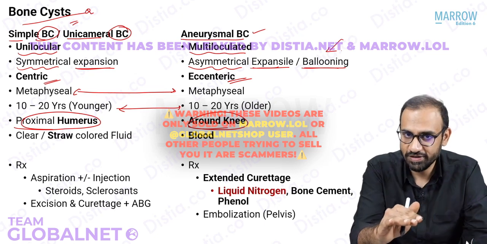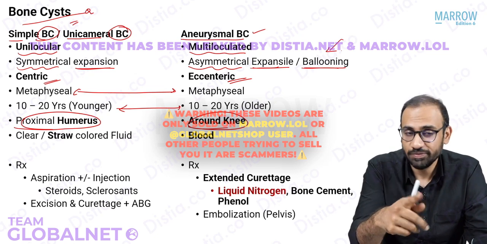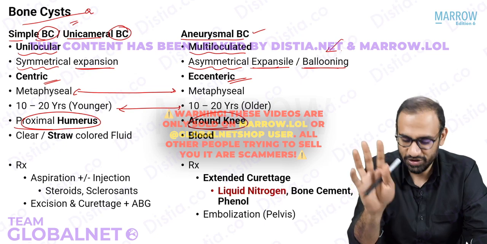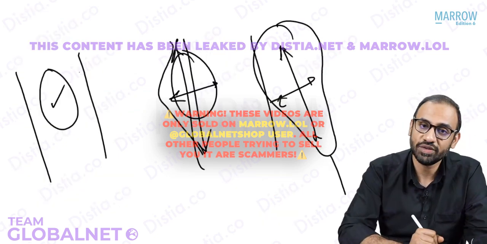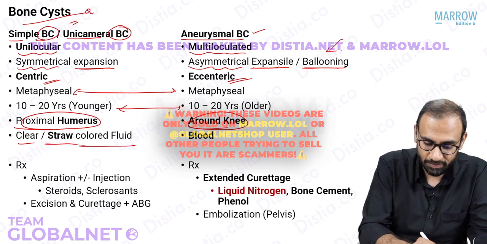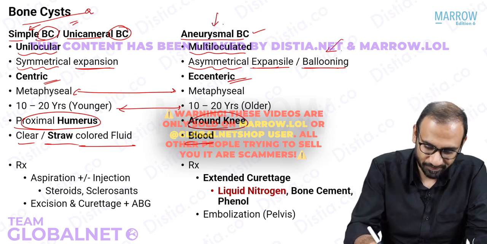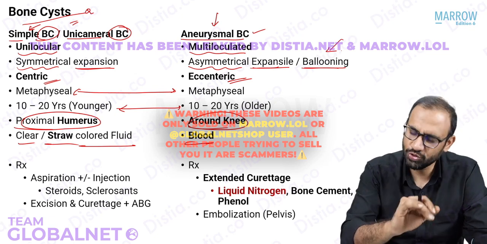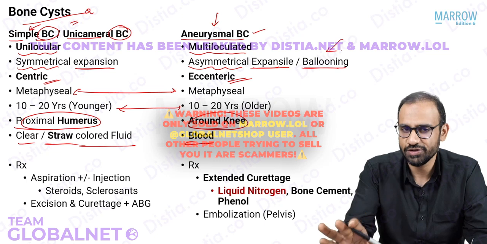So all of them are metaphyseal. All of them occur in younger population. So will the growth plate be open or closed? It will be open. Proximal humerus is usually simple bone cyst. Around the knee is usually aneurysmal bone cyst. Now these cavities, what are they filled with? Clear or straw colored fluid for simple bone cyst and blood, as the name suggests, for aneurysmal bone cyst. So far so good. I'll show you the x-rays. I'll show you all the findings. Just bear with me, understand what I'm talking about, and then everything will make sense to you.